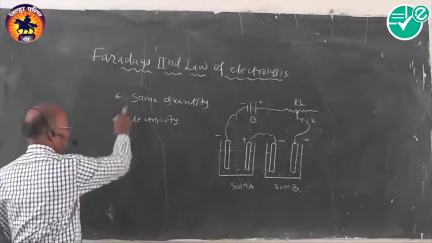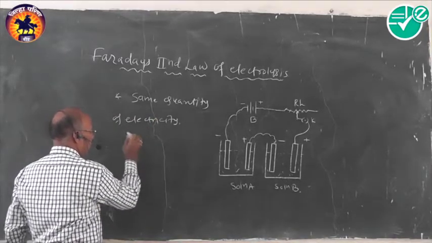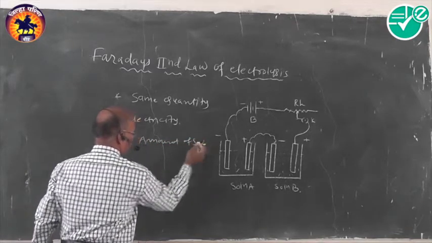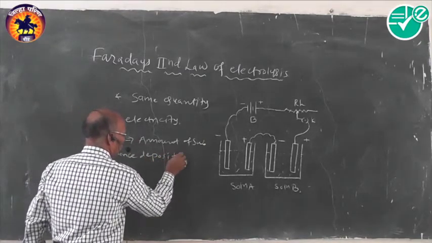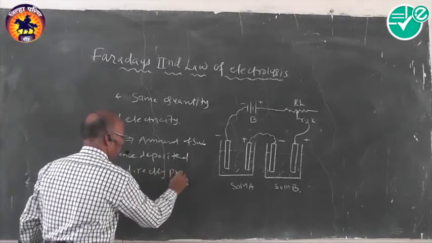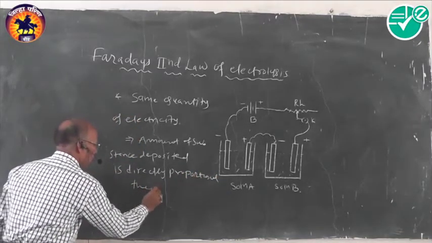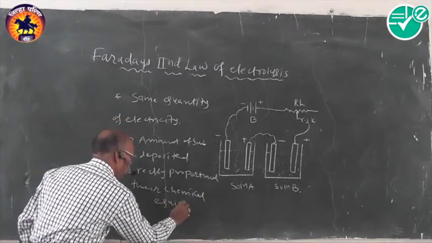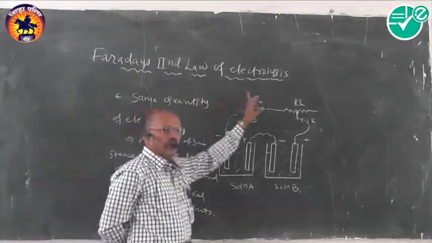So when the same quantity of electricity is passed through different electrolytes connected in series, then the amount of substance deposited is directly proportional to their chemical equivalents or their equivalent masses, like this. So this particular statement we generally call Faraday's second law of electrolysis.